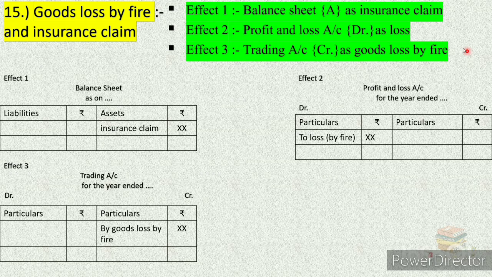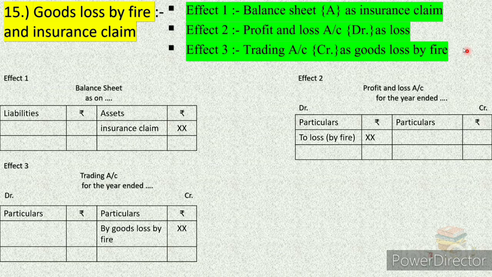So the first effect, which is in balance sheet, is written as insurance claim. The amount of goods lost claimed by insurance company is known as insurance claim, and that amount is to be returned. Second effect, which is written in profit and loss account debit side, is loss by fire. The amount which is not claimed by insurance company, we'll see how it is calculated later. Third effect, which is in trading account credit side, is by goods lost by fire.